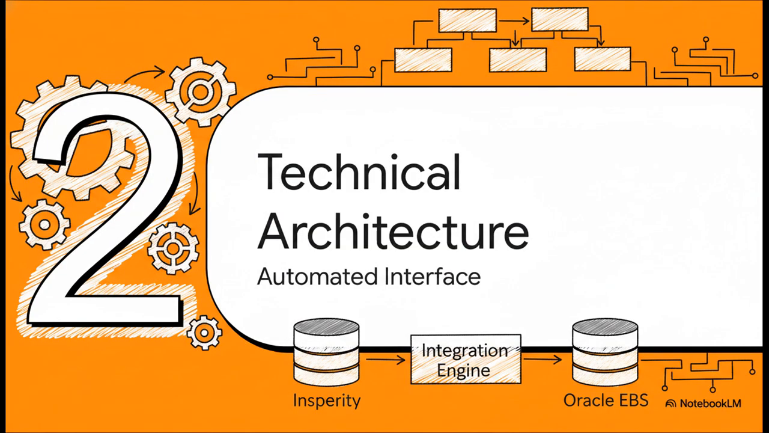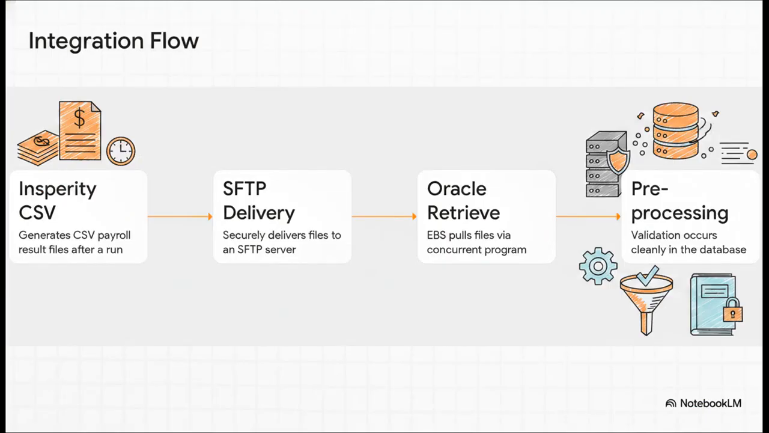Moving right along to Section 2, Automated Interface Technical Architecture. So, how does the engine actually work under the hood? Well, this workflow builds a super reliable batch-oriented process. It kicks off with Insperity generating structured CSV payroll result files right after a run. Those files are securely delivered to an SFTP server.